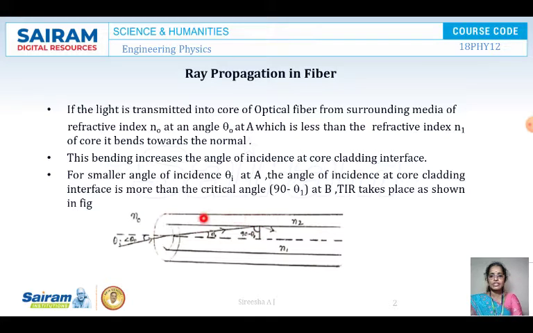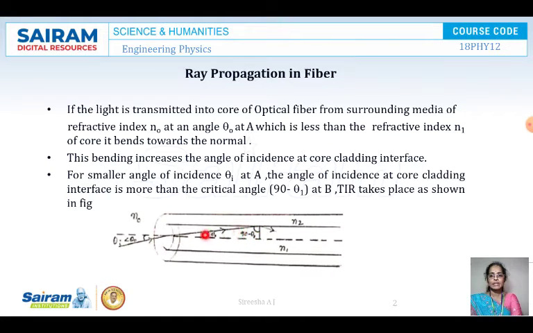Now if we see for a smaller angle of incidence here, theta I is less than theta naught. Theta naught is the reference angle. Let that theta I, the angle of incidence, be less than theta naught. So what is happening when this angle is less? The angle theta I will be less. When theta I is less, this angle becomes 90 minus theta, because this is 90 degrees. So this angle becomes 90 minus theta.